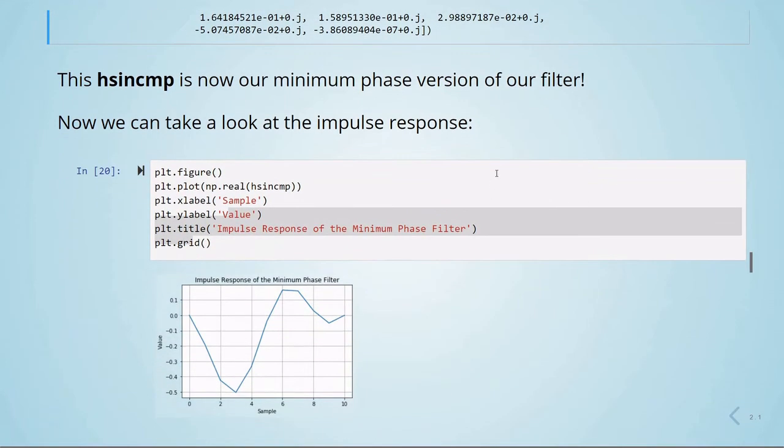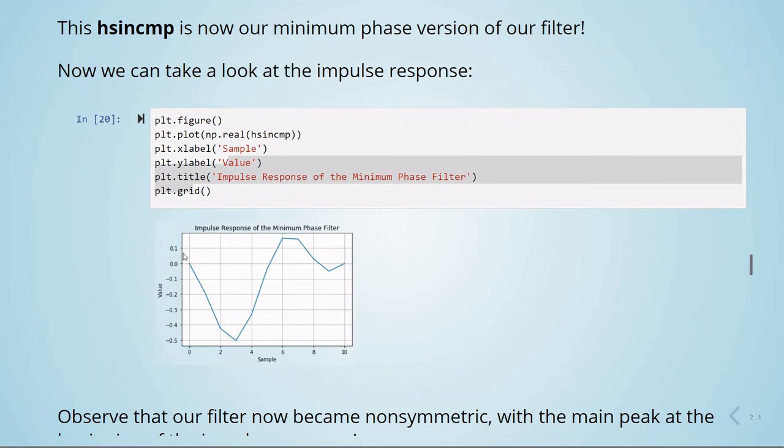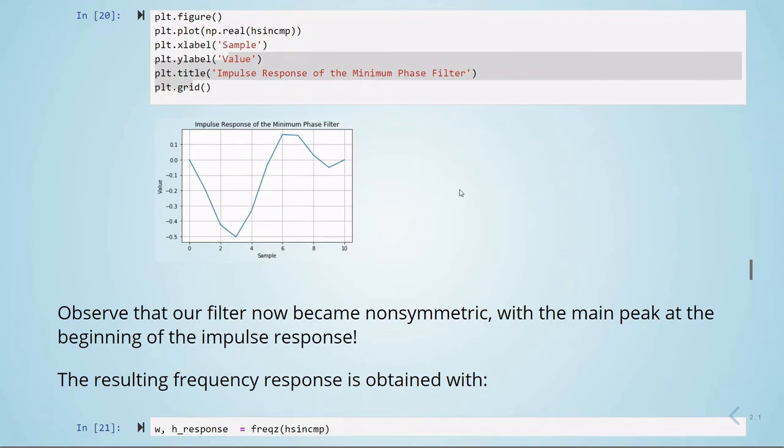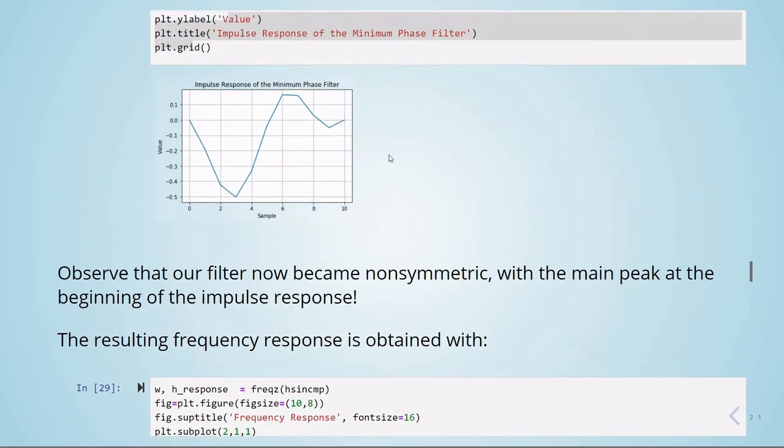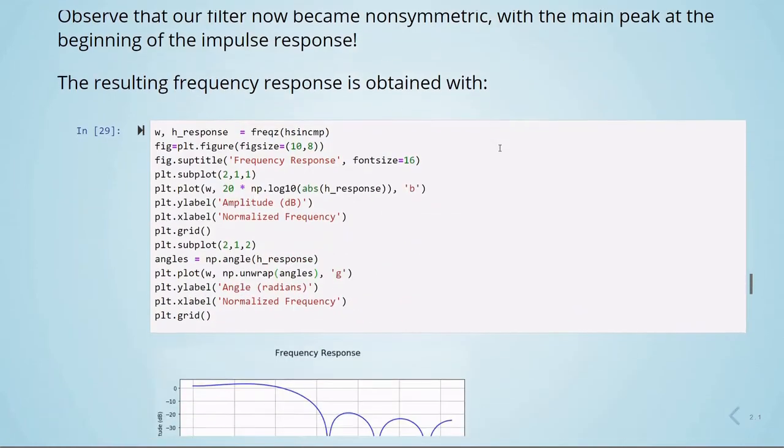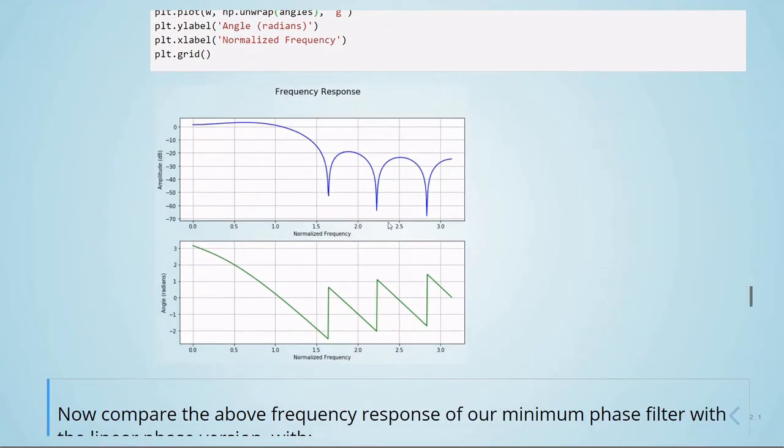So we can take a look at the impulse response. It looks like the impulse response of a minimum phase filter, and observe that our filter now became non-symmetric with the main peak at the beginning of the impulse response. The resulting frequency response is obtained with this freqz. So we're plotting the frequency response from the impulse response we obtain here for the minimum phase filter, and this is the frequency response of the minimum phase filter.